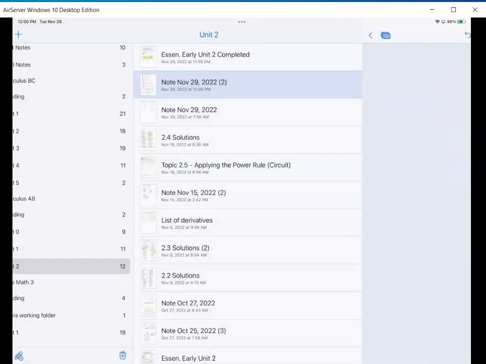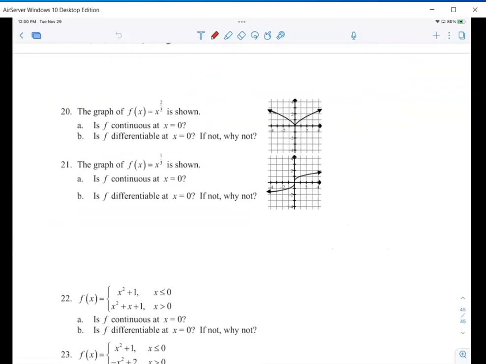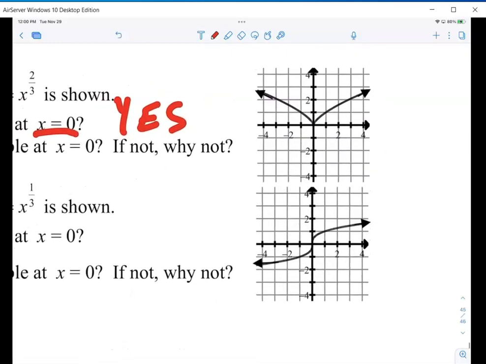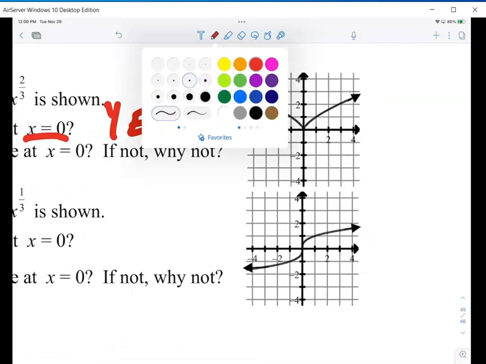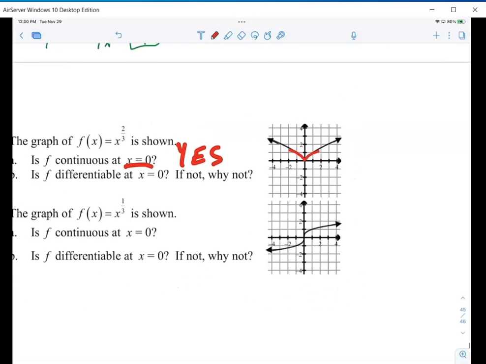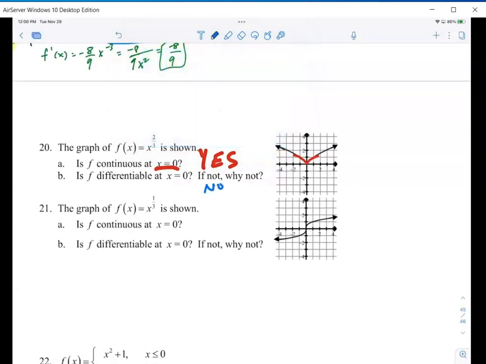All right, so let's take a look at some more questions on this. Okay, it says the graph of x to the 2/3 is shown. Is it continuous at 0? That's a big yes, because there is no holes, there's no breaks in the graph, there's nothing. Is it differentiable at 0? No. And the reason why is it has a sharp corner.